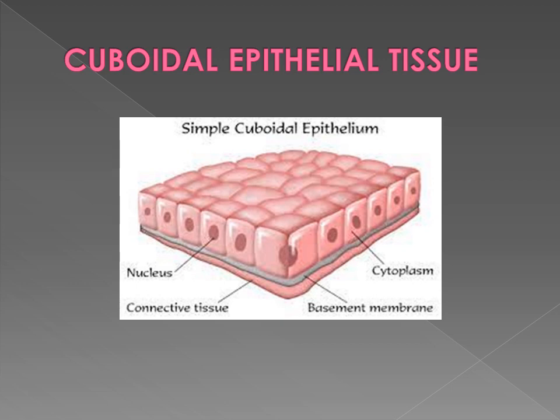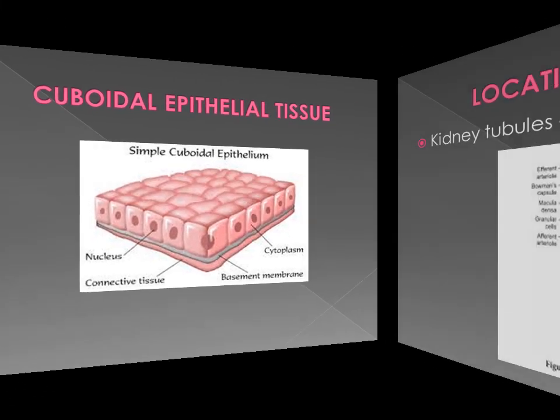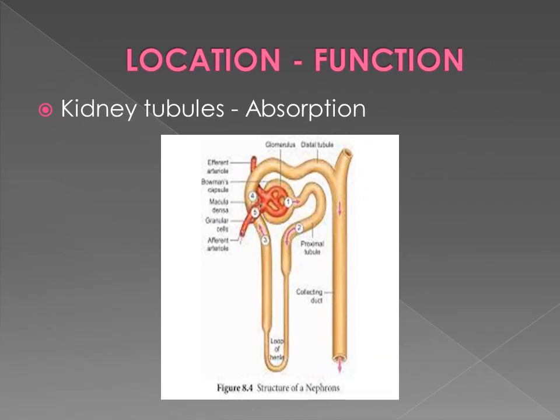The figure is also displayed there and it is mentioned as simple cuboidal epithelium. Is it clear? The cells always embed on one basement membrane, which is given at the bottom, right? And the cells have the nucleus in the center. Cytoplasm will be there inside. Is it clear? Okay. Now we can see the location as well as the functions of these cuboidal epithelial cells. So first, the location: where is it located? It is located especially in the kidney tubules.